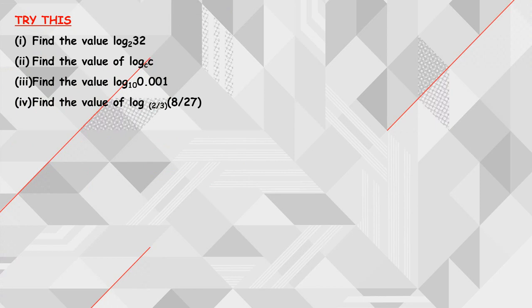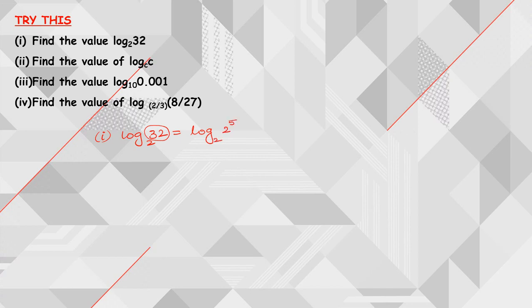Next, try this. The problems which are given in try this: find the value of log 32 to the base 2. One by one we are going to solve the problems. Log of 32 to the base 2. Now if you observe, the base is 2. So whenever the base is 2, you need to think how we can convert this particular value into the form of 2 powers, right? Clearly, 32 I can write as 2 power 5.